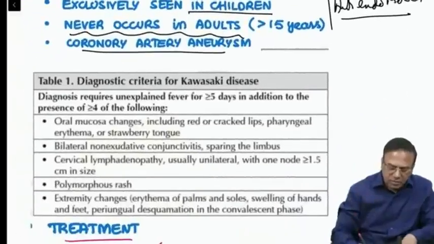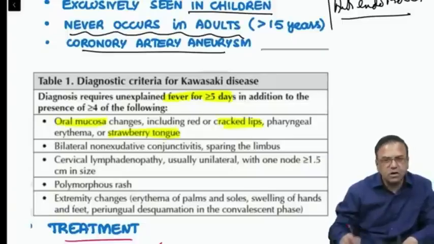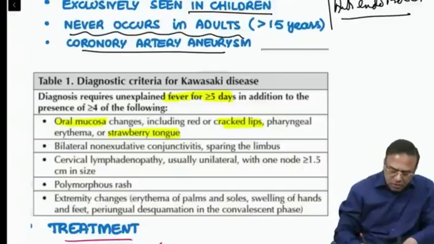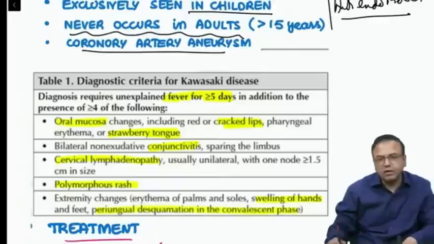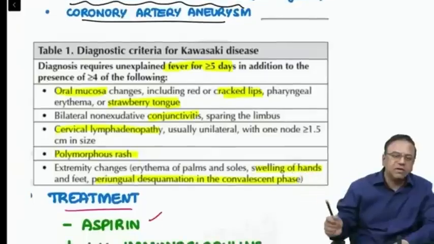The criteria is the patient should have fever. Unexplained fever should occur for more than 5 days. Then the patient should have some oral problems like dry cracked lips or strawberry tongue. Don't worry about others, they'll not ask. Then the patient should have conjunctivitis, cervical lymphadenopathy, polymorphic rash in the trunk, and you can get either swelling of hands and feet or desquamation of the hands and feet. Okay, peeling of the hands and feet or swelling of the hands and feet. These are the main features that occur in Kawasaki.